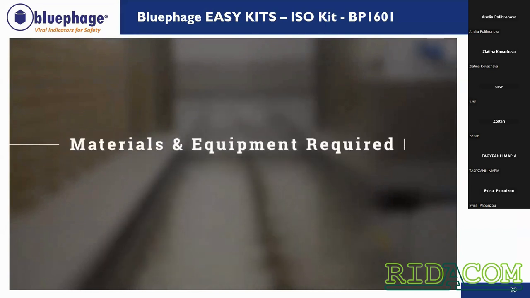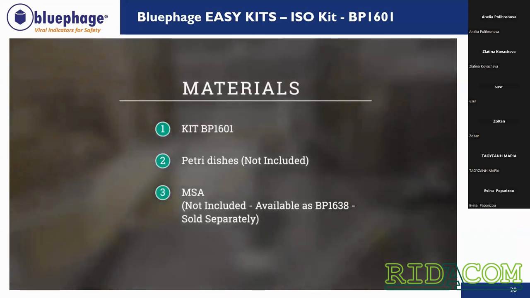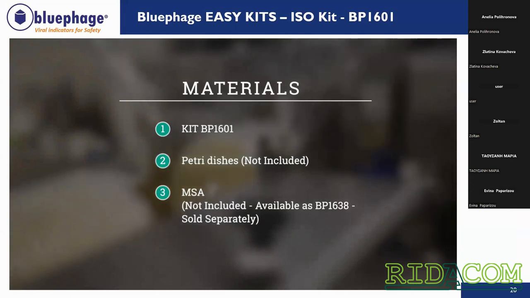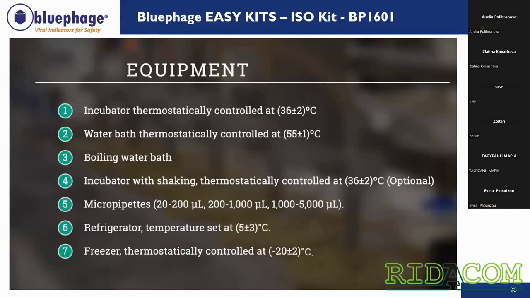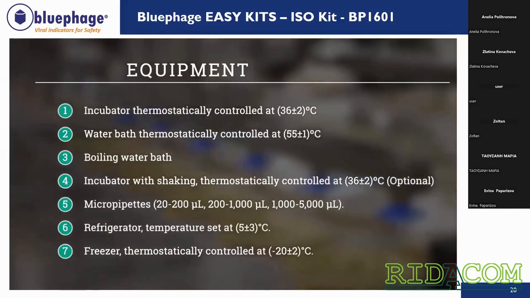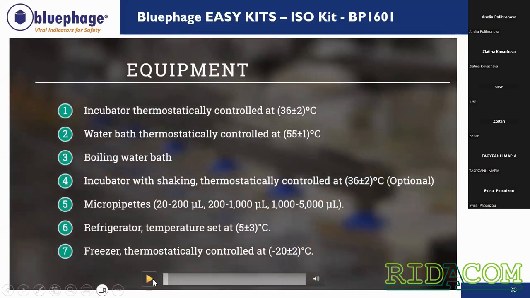So what materials and equipment do we need? The materials: we need the kit, the Petri dishes and the MSA, or the combination of those if they are already prepared. And the equipment that we need is an incubator at 36, a water bath at 55, and a boiling water bath in order to melt the semi-solid MSA.